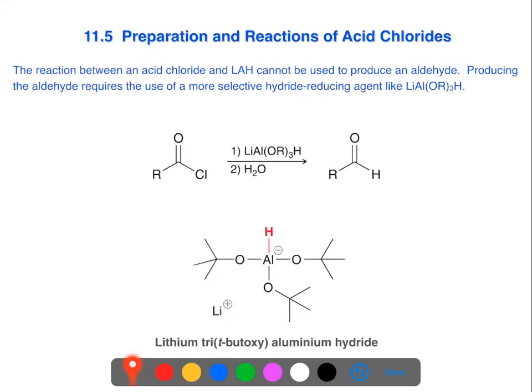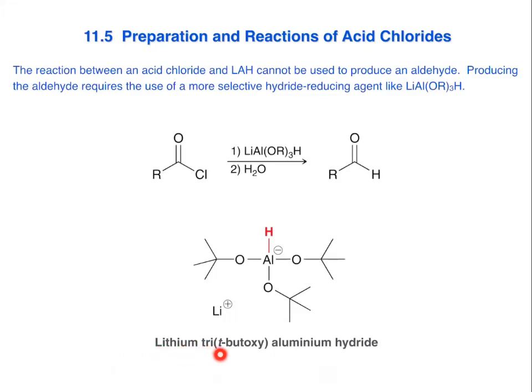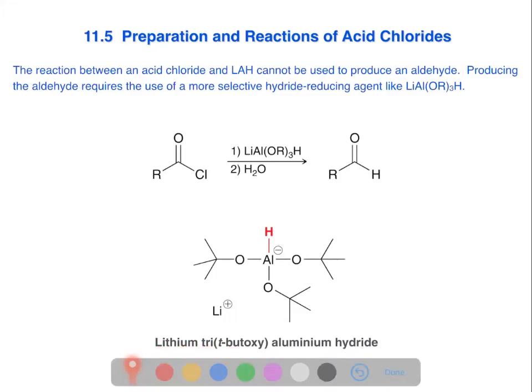And the most common version of LAH that we use is this. It's lithium tri-t-butoxy aluminum hydride. And you can see that the main difference between LAH and this reagent is the replacement of all the remaining hydrogens with these t-butoxy groups. So this steric bulk reduces the reactivity of this aluminum hydride reagent.